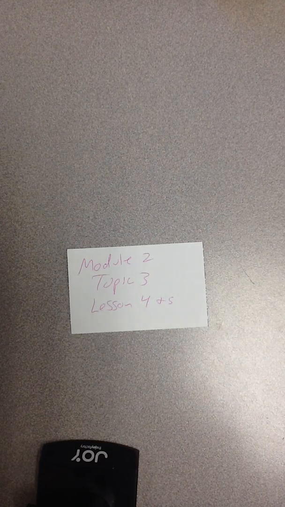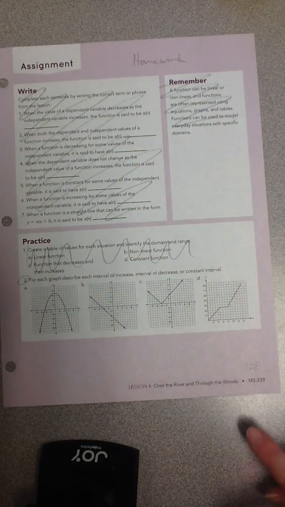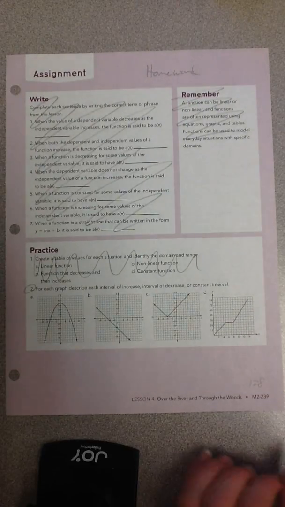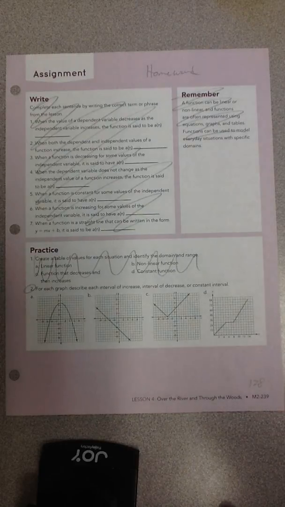This is Module 2, Topic 3, Lesson 4 and 5. We're going to start with M2-239, and we're just doing number 2 under practice. For each graph, describe each interval of increase, decrease, or constant.